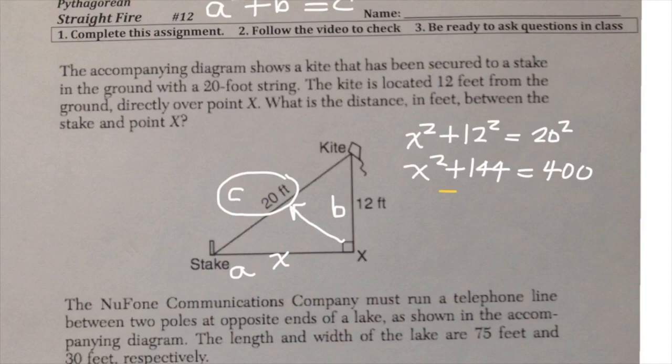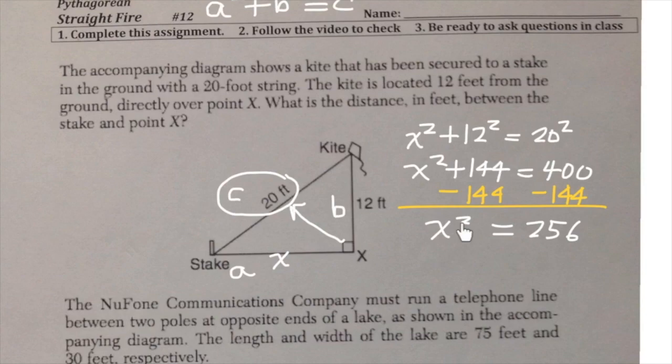And this question has 2 steps remaining to solve for the missing side. One is subtracting the 144 from both sides, and that gets the x squared alone. And then you're one step away from getting the x completely by itself. You still have to get rid of the squaring. To get rid of the squaring, we do the opposite of squaring, which is square rooting. And you get that x comes out to be 16 feet.